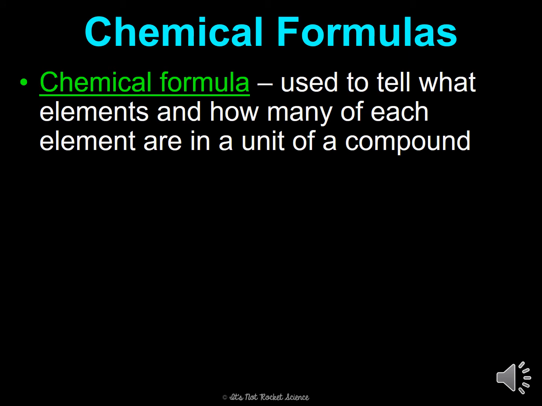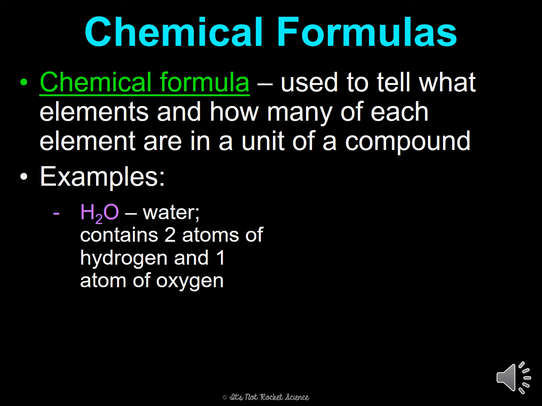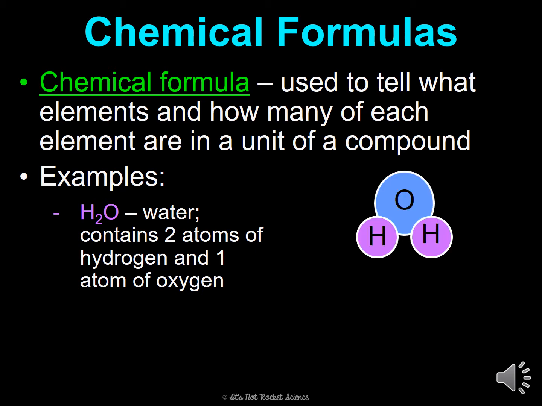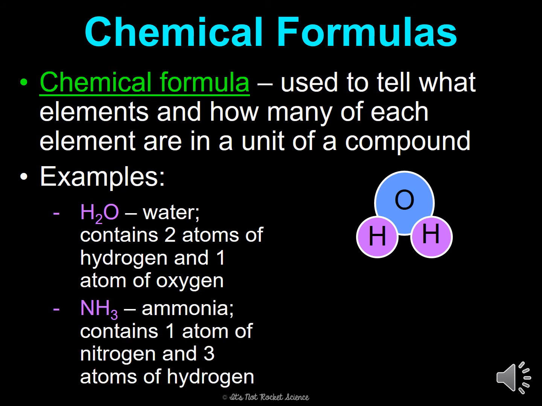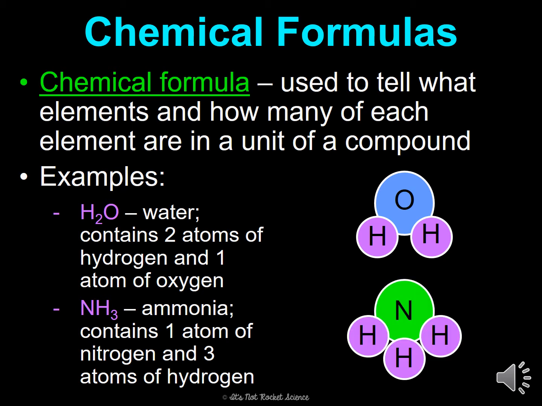So we have chemical formulas, and this is used to tell what elements and how many of each of those elements are in a unit of a compound. So for example, H2O. Very common, we know what H2O is. It's our water. It contains 2 atoms of hydrogen and 1 atom of oxygen. Okay, it can be shown something like this. You have your 2 hydrogens, and it's all connected to 1 oxygen. And then our formula for ammonia, it contains 1 nitrogen and 3 hydrogens, just like that.